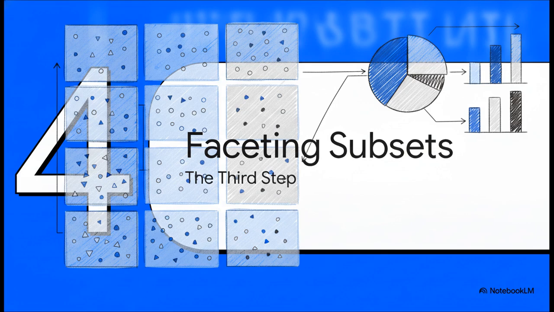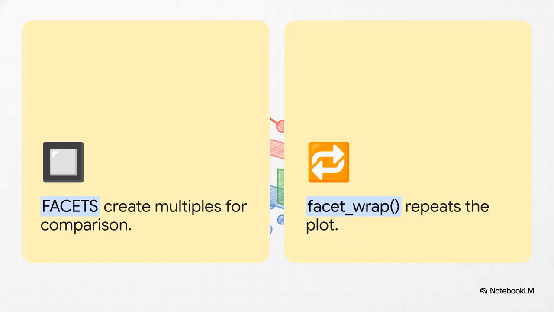Next up, Section 4, Step 3, Faceting Subsets. So what if your business data is super complex and simply mapping colors or shapes just isn't quite enough to make sense of it all? Well, faceting allows you to take your plot and repeat it across different subsets of your data. The code component for this is often facet_wrap. Instead of cramming all your groups onto one single incredibly messy chart, faceting breaks them apart. It creates what data designers like to call small multiples.